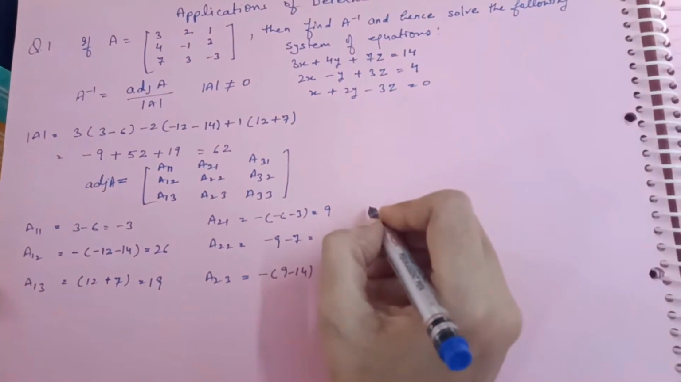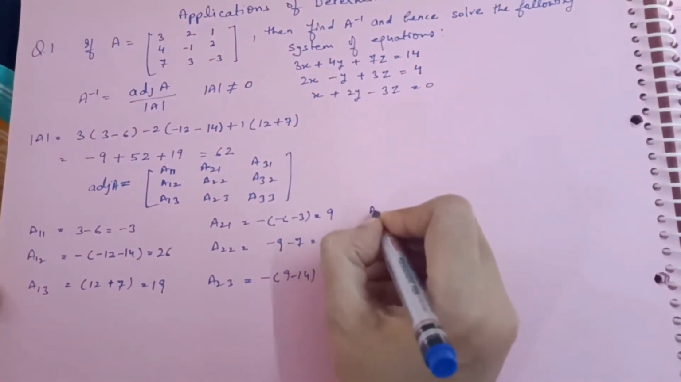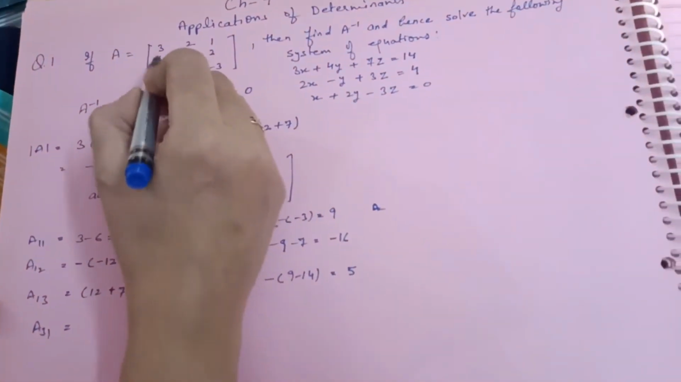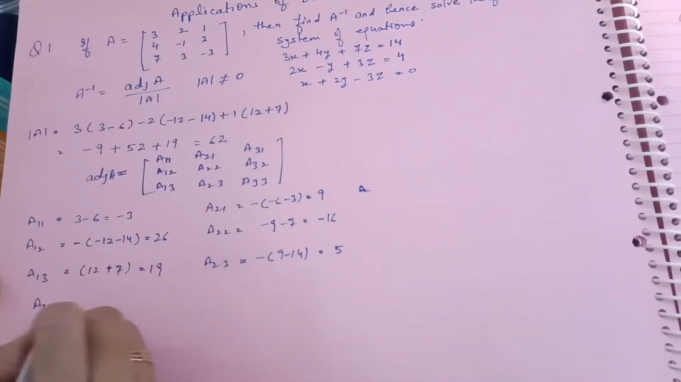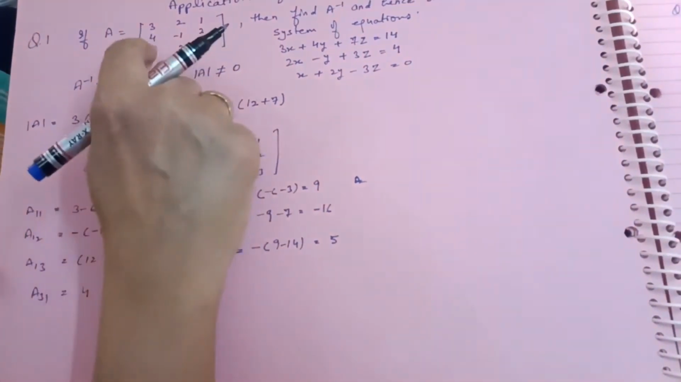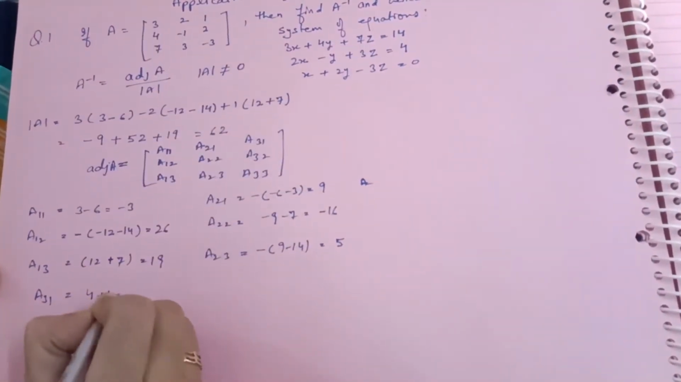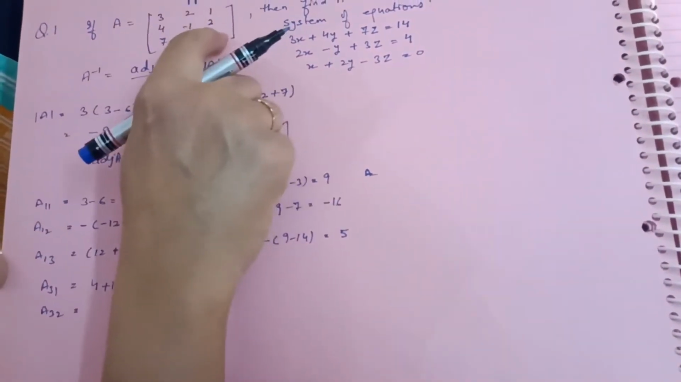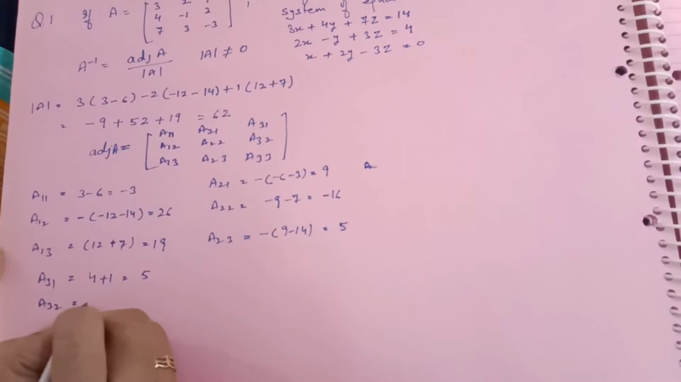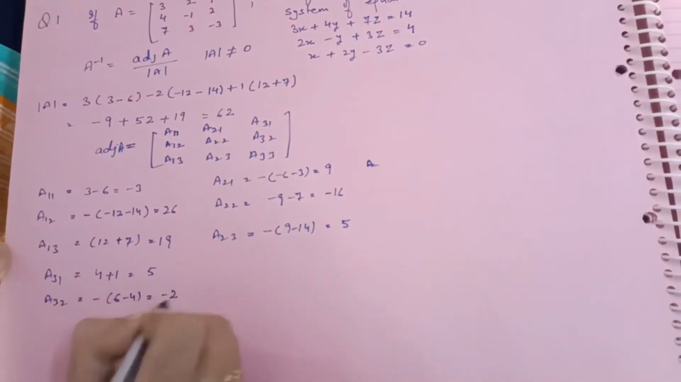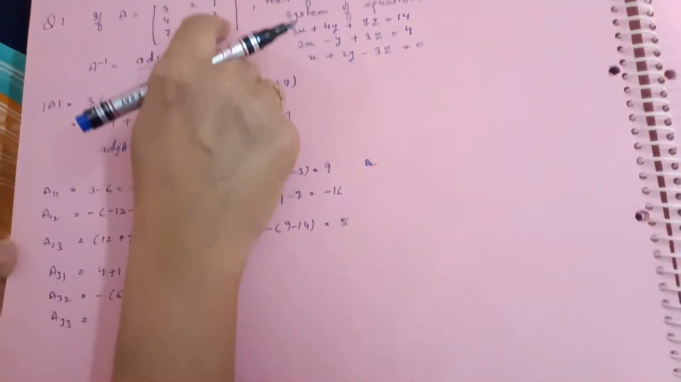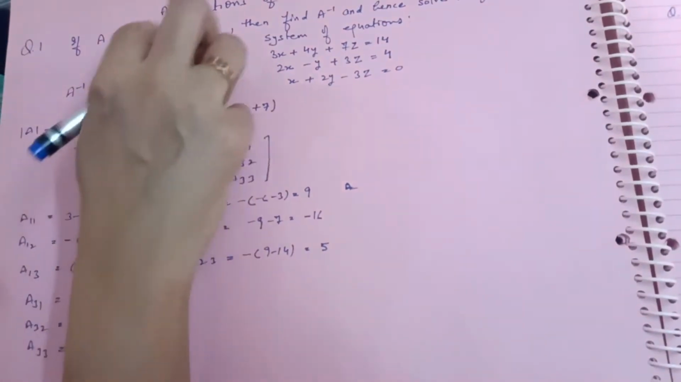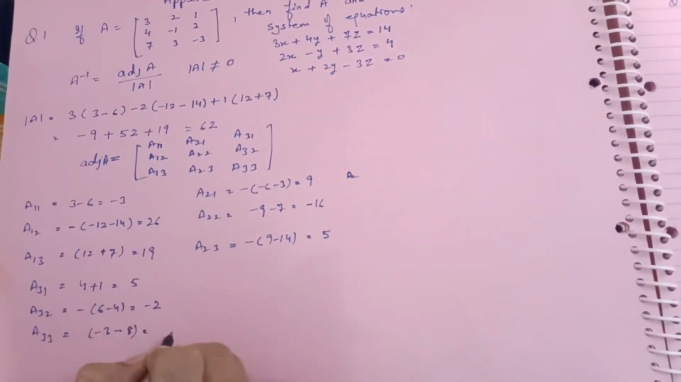Similarly I am going to solve A31. Eliminating this one, 2 twos are 4, and minus 3 times 1, it is positive, so 4 minus of plus 1 is equal to 5. A32: eliminate this one, 3 twos are 6, minus 4, 6 minus 4, it is minus 2. And A33: you eliminate this one, minus 4 twos are 8, so it will be minus 11.